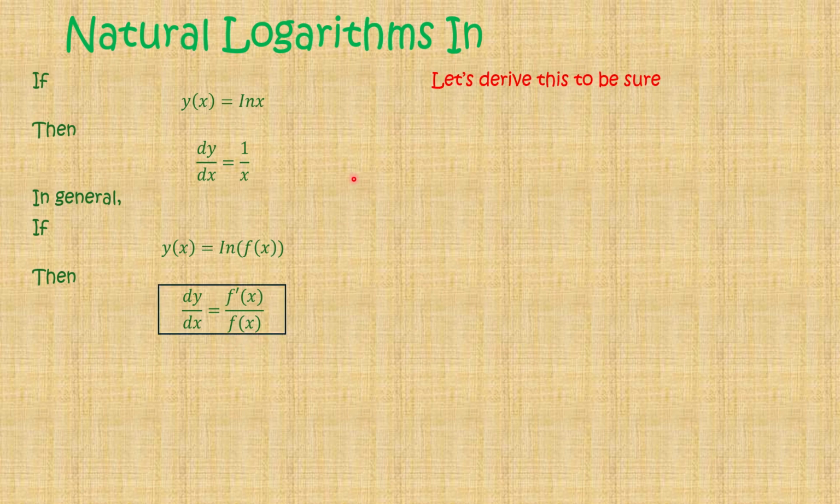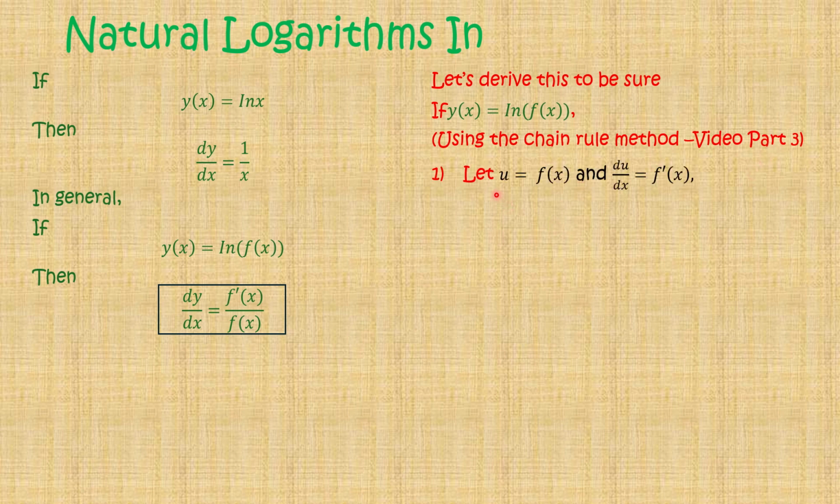Now let's derive this just to be sure about what we are talking about. So if y of x is equal to ln of f of x, and using the chain rule method according to video part 3, and I encourage you to check it out in the differentiation playlist, there is a lot that we covered, we can let the inner function within the ln function, that is the f of x, be u, implying that du dx becomes f prime of x.